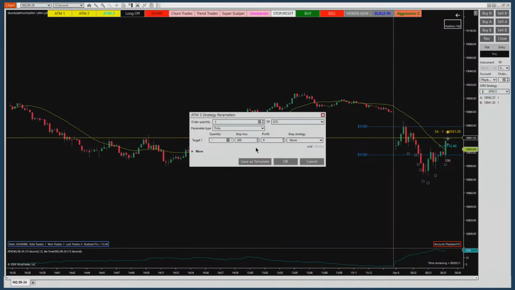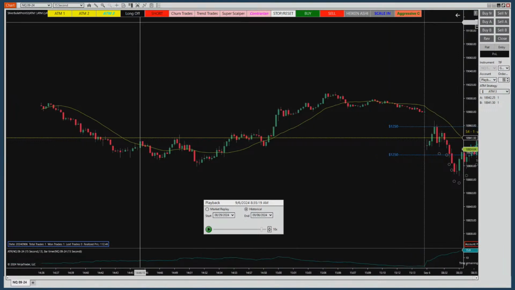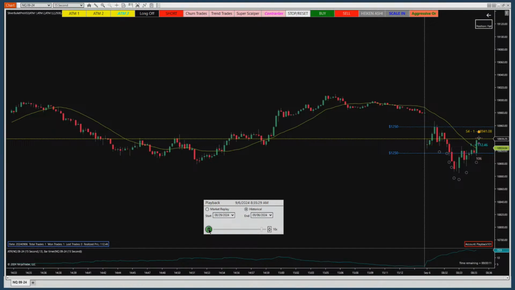So I want to show you what ATM3 is, so you know. It's a stop loss of 300. That's huge. I usually don't do that. Let me change it to 150, and I'll save it. So that's typical. 150 is what I use, like 3 contracts, 8 ticks of profit. I'm going to hide this so we have a clearer view, and I'm going to run again.